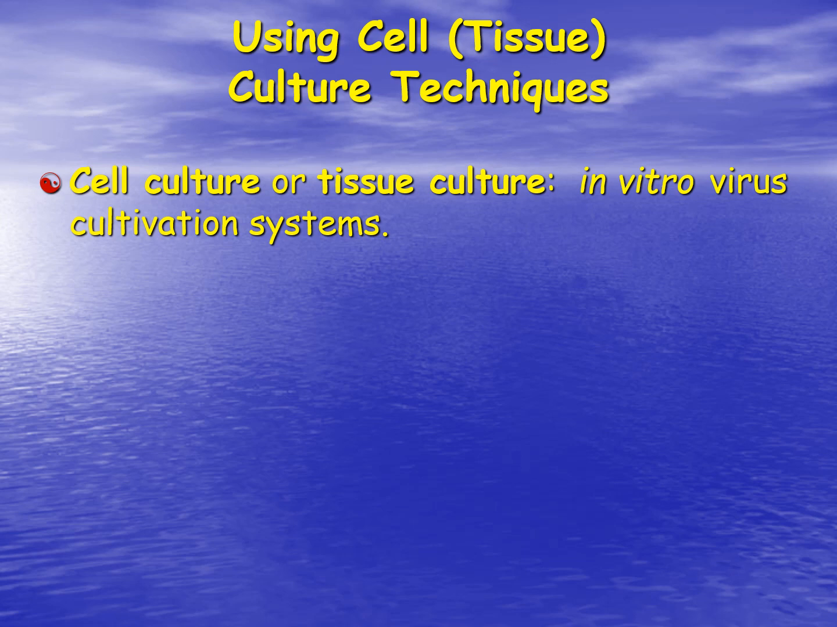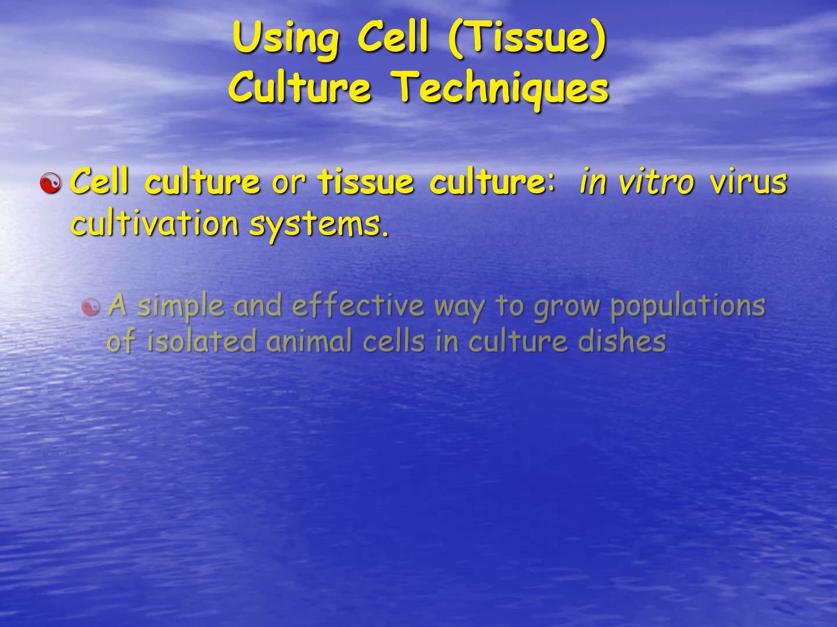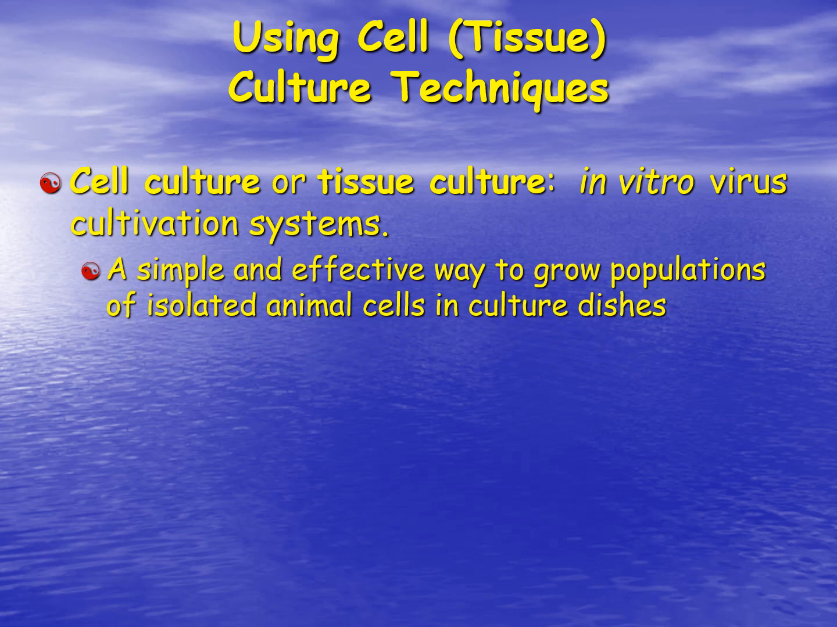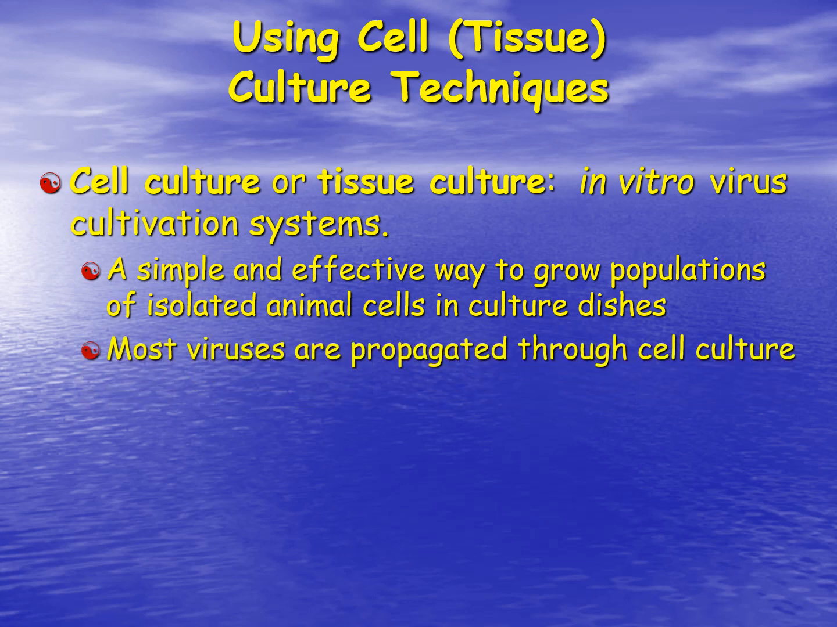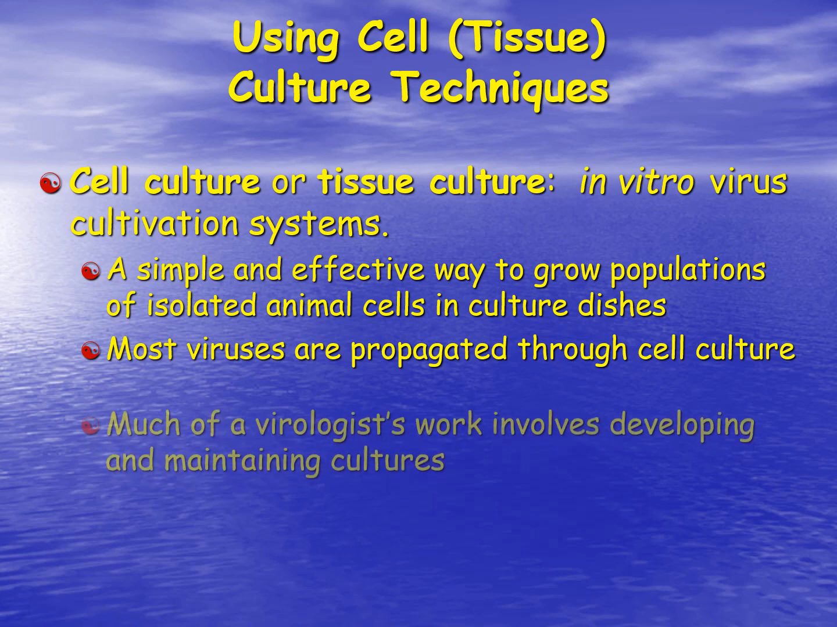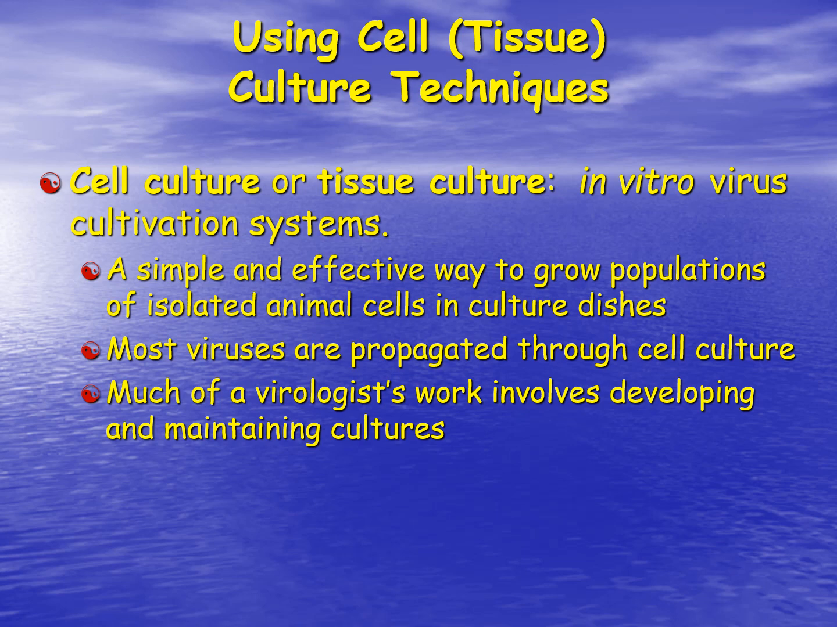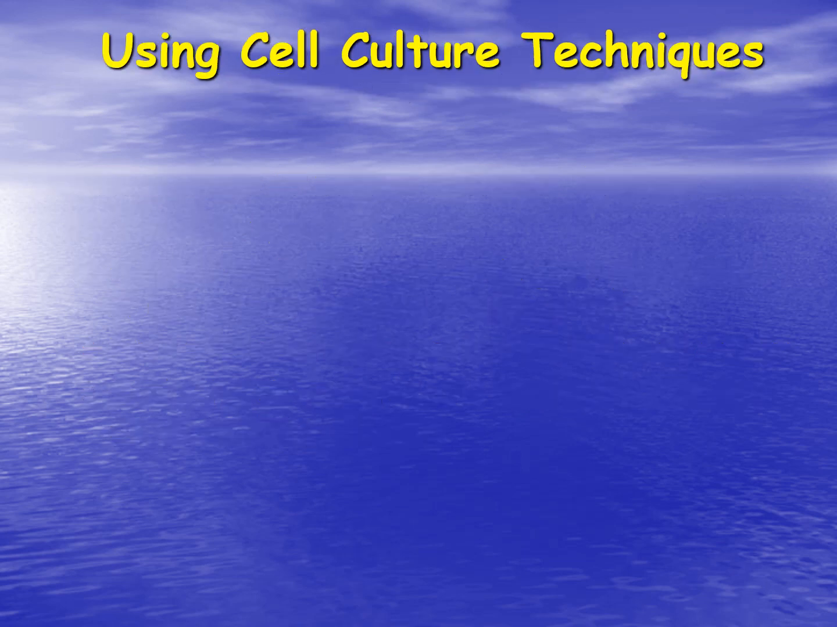In cell cultures or tissue cultures, the cells and tissues are grown in vitro, versus a living cultivation system such as the bird embryo or laboratory animal. This is a simple and effective way to grow populations of isolated animal cells in culture dishes. Most viruses are now propagated through cell cultures, and much of a virologist's work involves developing and maintaining these cell and tissue cultures.